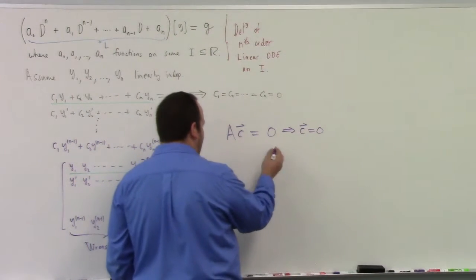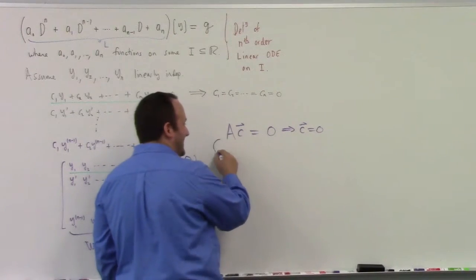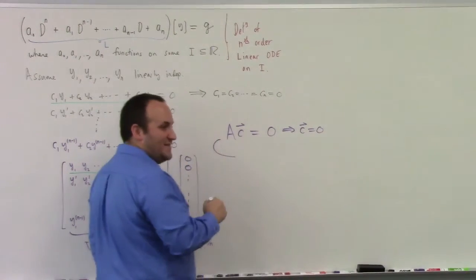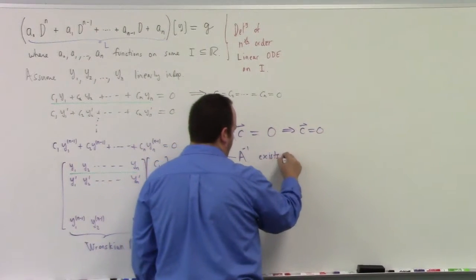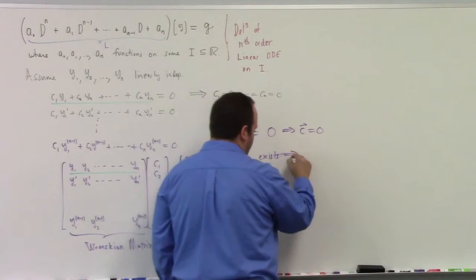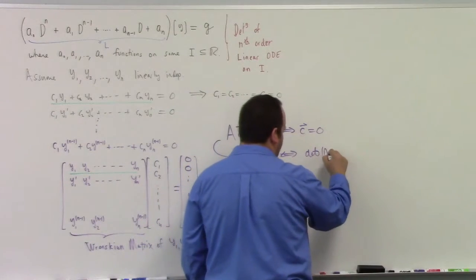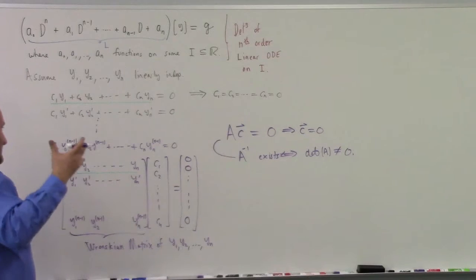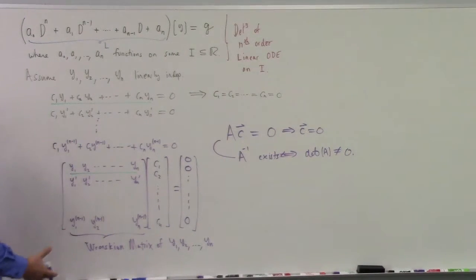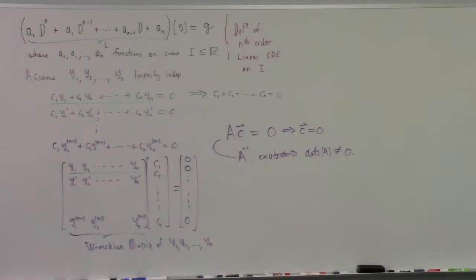Long time ago. Okay, so one of the things we must remember is that if we have a unique solution to the homogeneous problem, that means that A is invertible. A inverse exists, right? And that is equivalent, in particular, to the determinant of A being not equal to 0. So the fact that this only has the 0 solution forces the Wronskian matrix to be invertible, but more to the point, it forces the determinant of the Wronskian matrix to be non-zero.